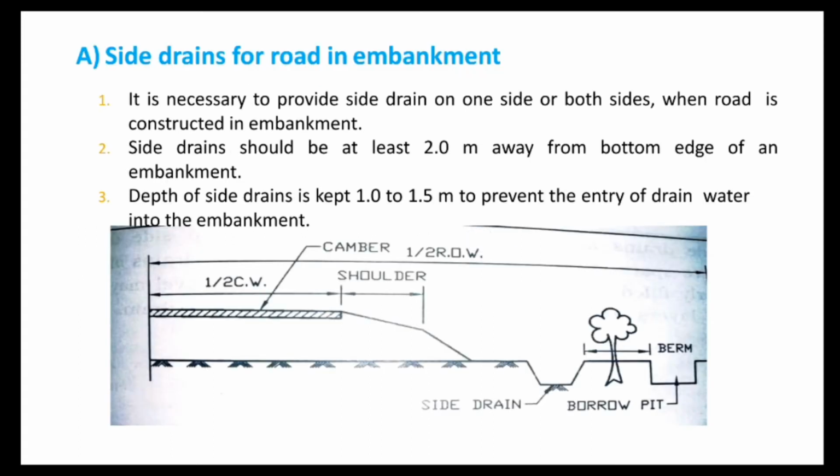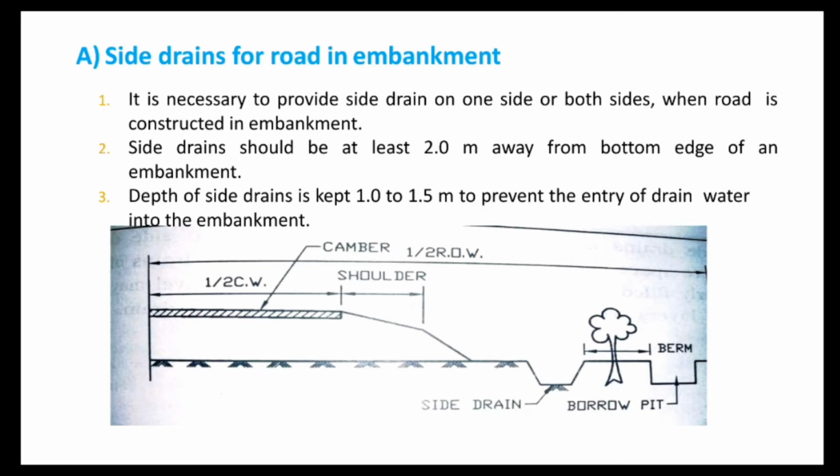So the first case, where the side drains for the roads in embankment are to be provided. It is necessary to provide a side drain on one side or both the sides when the road is constructed in the embankment. The side drains should be at least 2 meters away from the bottom edge of an embankment, so that the lateral entry of the water through the side drain into the embankment road should be avoided, and the depth of the side drain is kept as 1 to 1.5 meters to prevent the entry of the side drain water into the embankment as well.